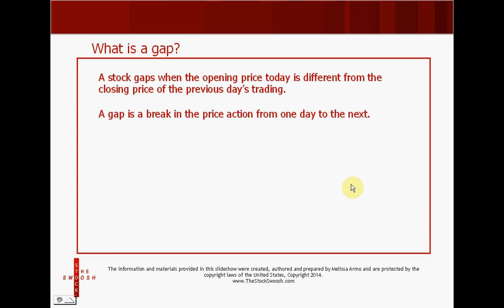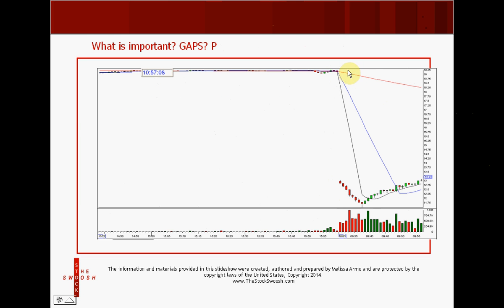Now, what is a gap? For those of you that are new, a stock gap is when the opening price today is different from the closing price of the previous day's trading. A gap is a break in the price action from one day to the next. Now, we'll just go back to look at this again. What is a gap? That just means that this stock in P closed here at one price and opened the next day at 9:30 a.m. Eastern time at a different price. That's all that a gap is. Gaps can be small, gaps can be big. They can happen in stocks and they can happen in ETFs.